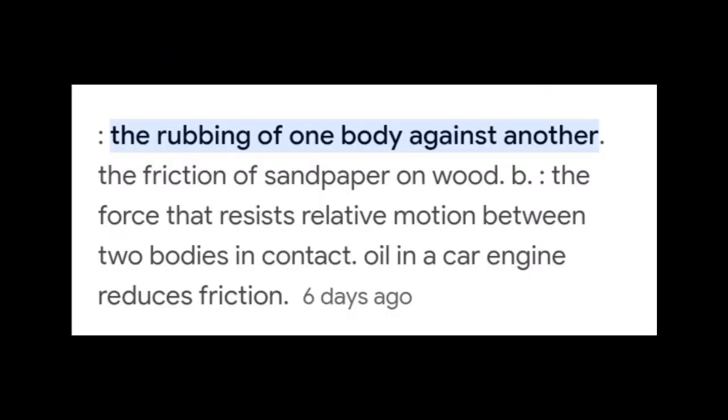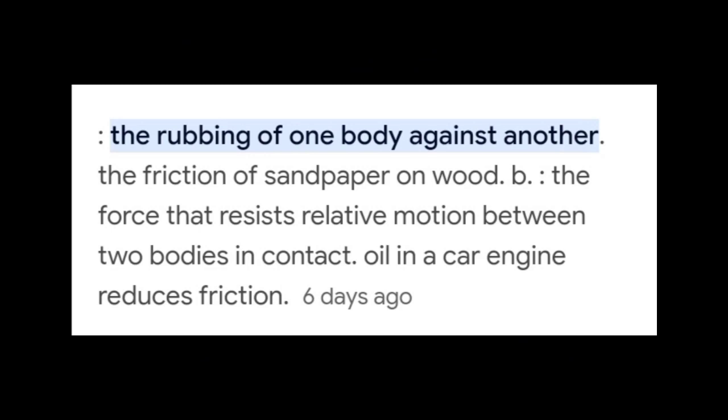I'm Christopher Braille Dilascano, and in this video, I'm going to talk about friction with regards to two solid bodies. And also, I'm going to discuss the types of frictions that there are. But first, what is friction? The rubbing of one body against another.